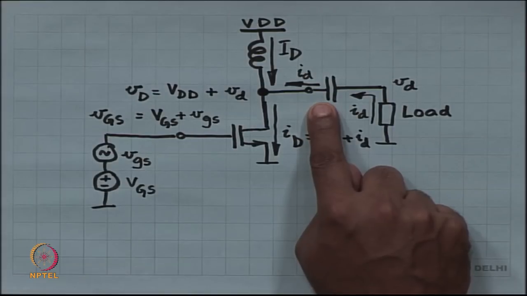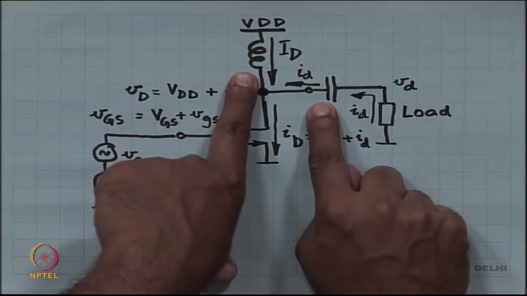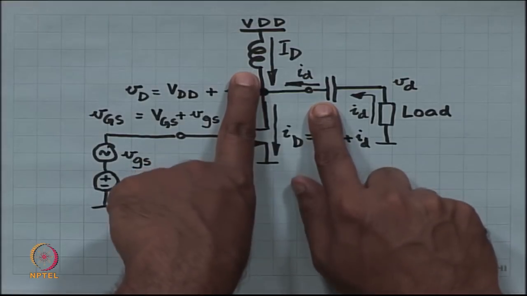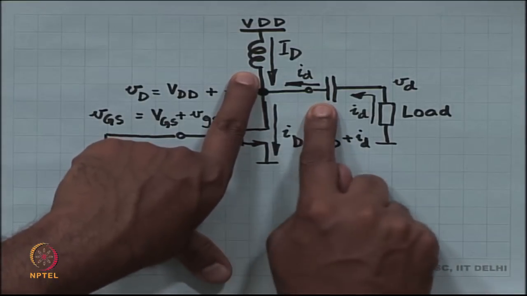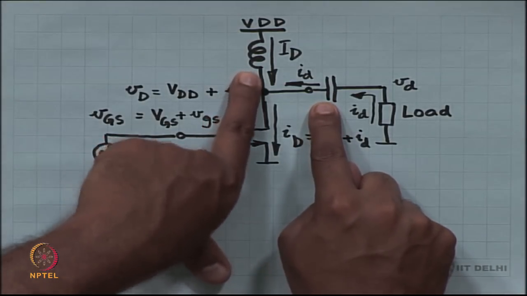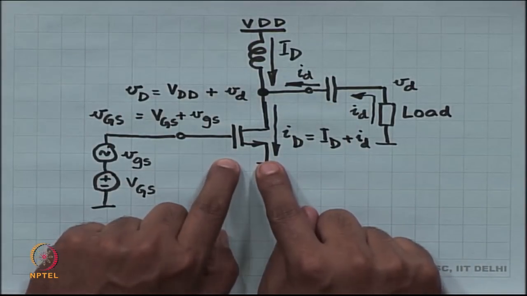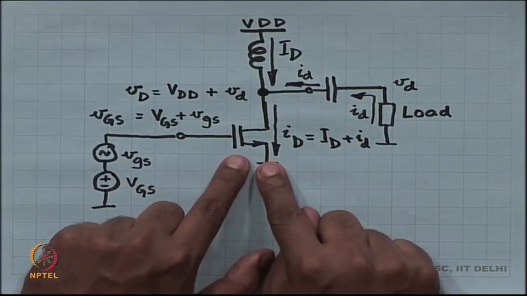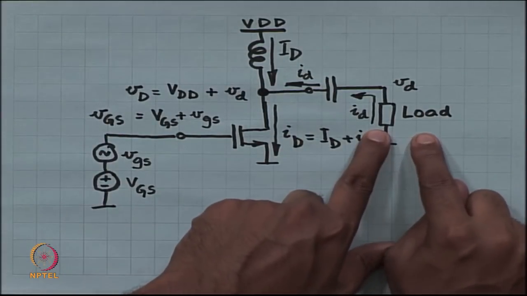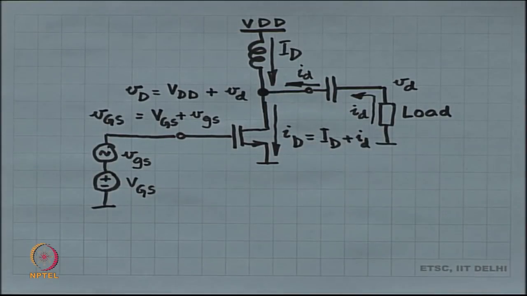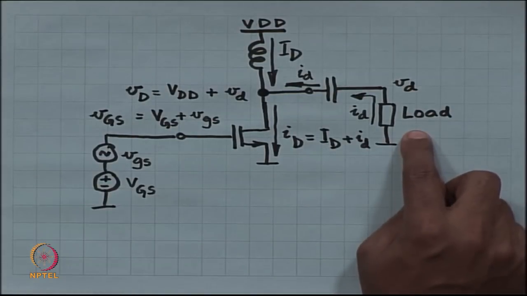Okay. These are all passive lossless components. Inductor and capacitor do not dissipate any power. So, VDD is generating power. The MOSFET can consume power. The load is going to consume power, but of course, right.